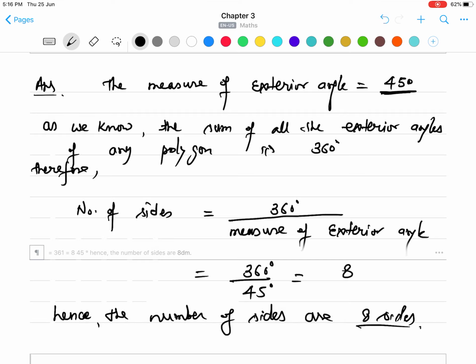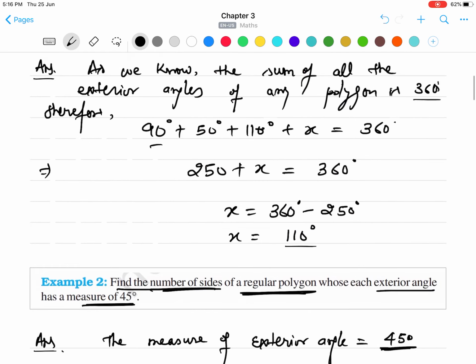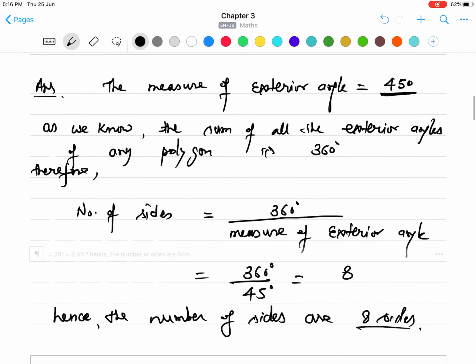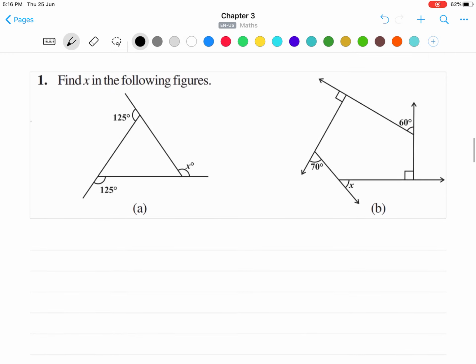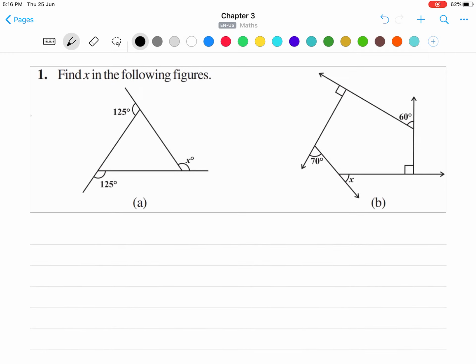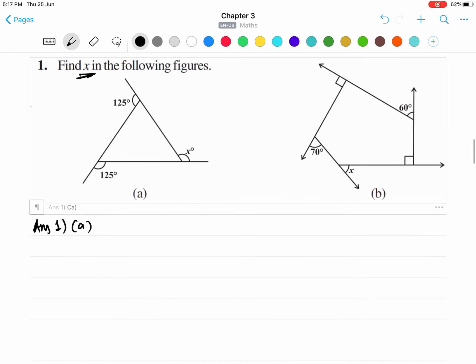Okay, so these are the two examples from before this exercise. Now let's start exercise 3.2. This exercise 3.2 in total has 6 questions. Let's start with the first question. The first question is similar to example number 1. Again here we are given two figures and we are asked to calculate the value of x. Let's start with answer number 1, part A.